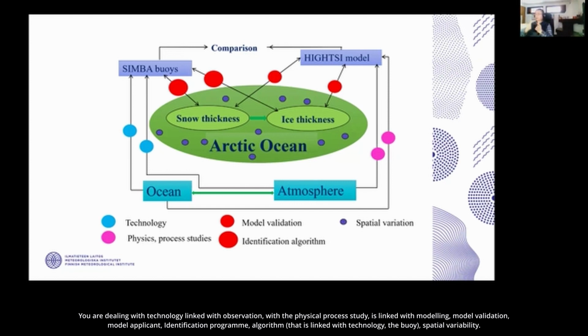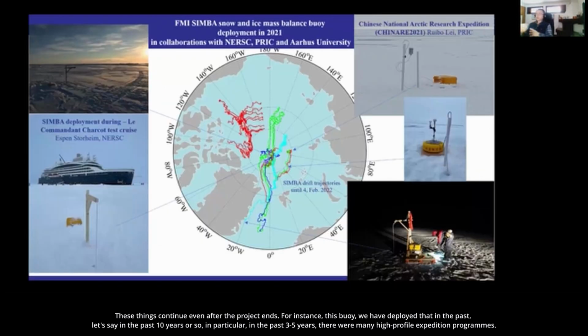That is linked with technology, the buoy. Spatial variability, so that means you need to deploy the equipment over the Arctic. So it's back to the original purpose of this seminar, this integrated Arctic observation system. We need to do a lot of measurement for the Arctic to understand it better. And these things continue even after the project is going to end.